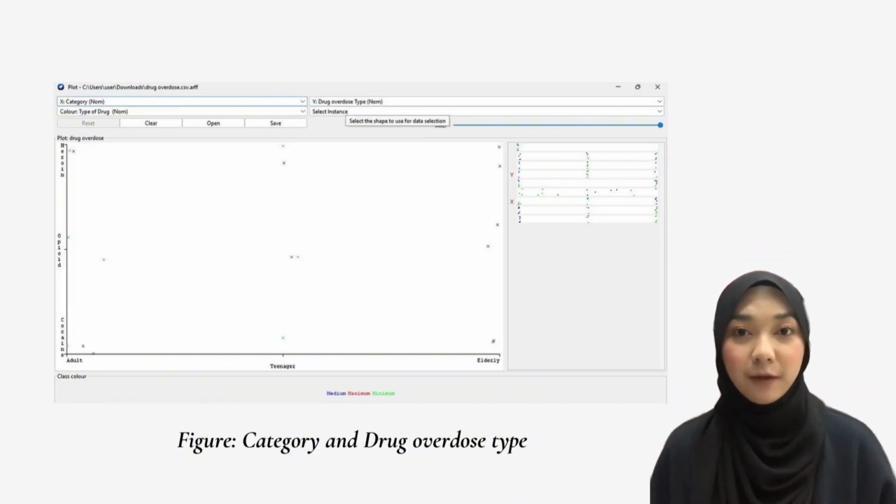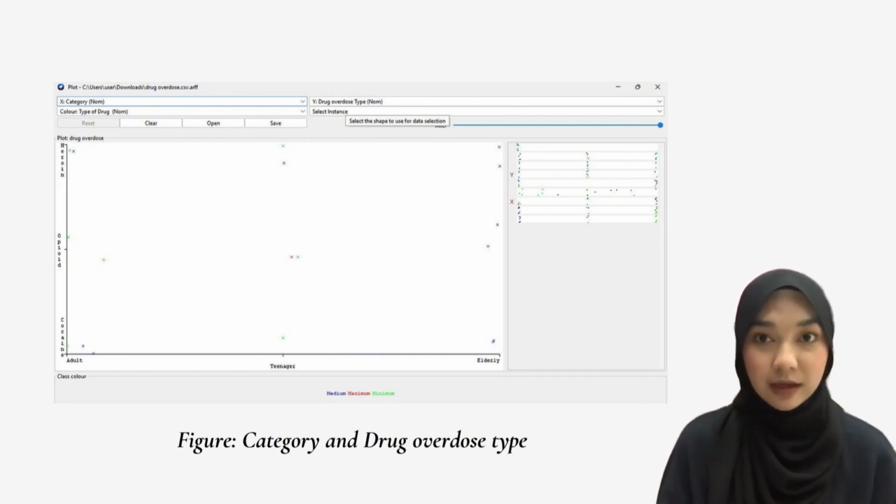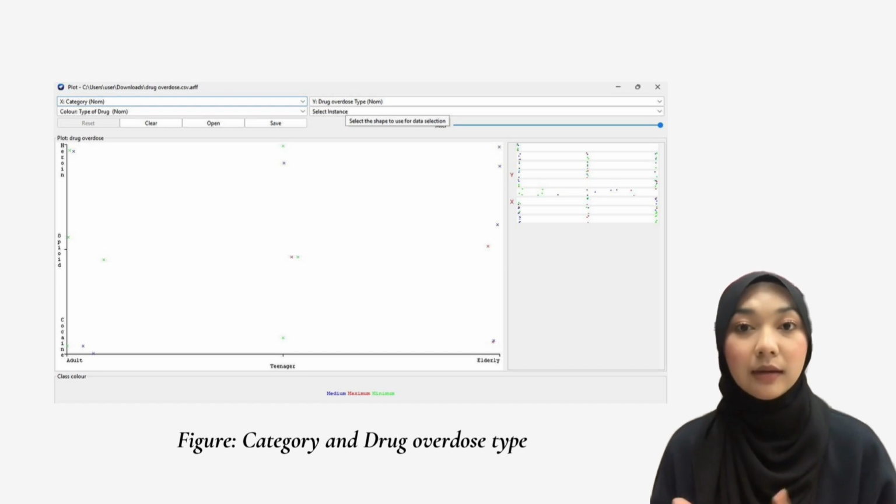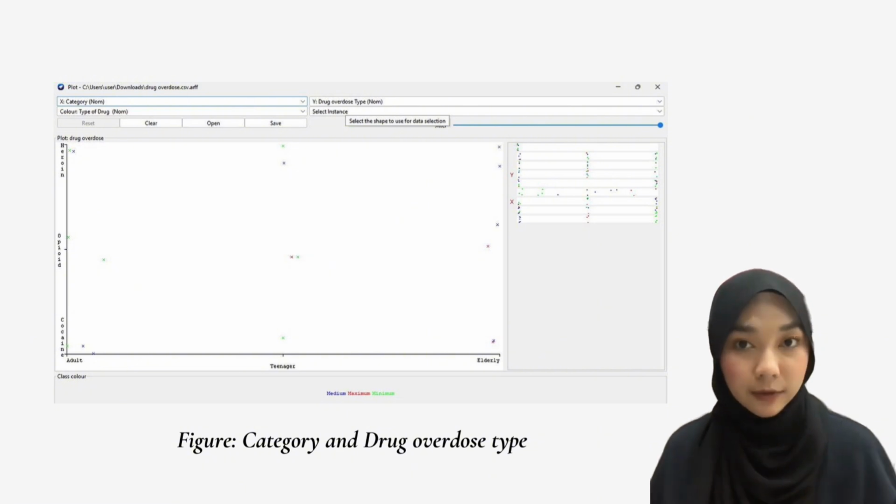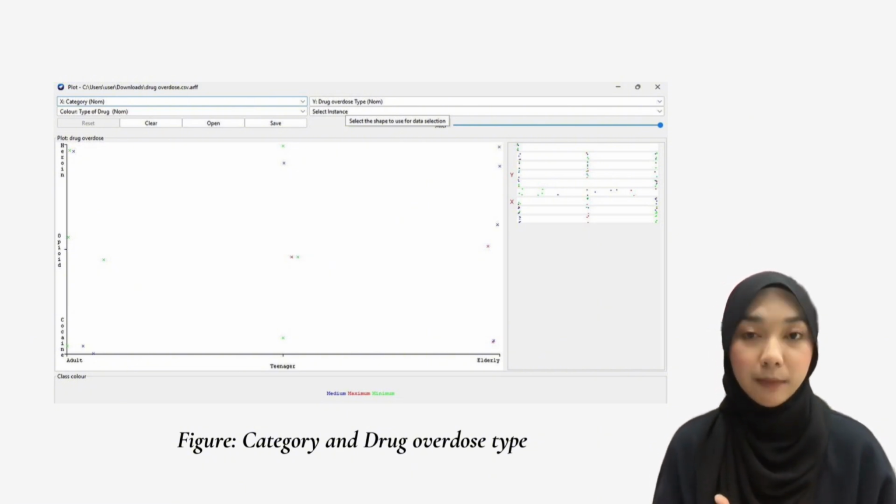Moving to the third figure, which is category and drug overdose types. As shown in the figure above, we can see the types of drugs taken by each category, such as adult, teenager, and elderly. Based on the visualization and trend above, the rate of death for all types of drug among adults is medium and minimum.